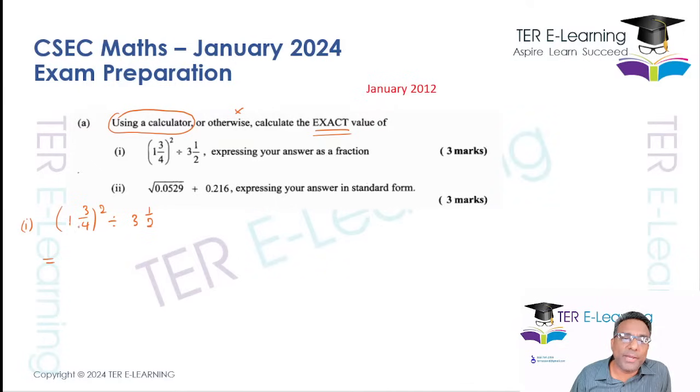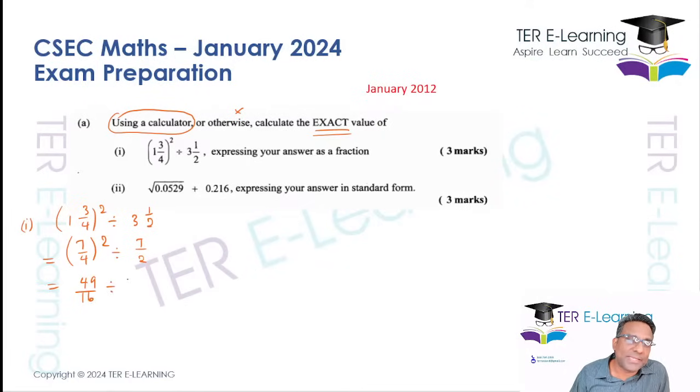So what I would do here, I would convert this mixed fraction into an improper fraction. So 1/4 is 4 plus 3 is 7. So this is going to be 7 over 4 squared divided by, so this 3.5, I'll convert that to an improper fraction as well. That'll be 3 2s are 6 and 1 is 7. So this is 7 over 2, right? Now 7 over 4 squared is the same as saying 7 over 4 multiplied by 7 over 4. That's 7 7s are 49 over 16, right?